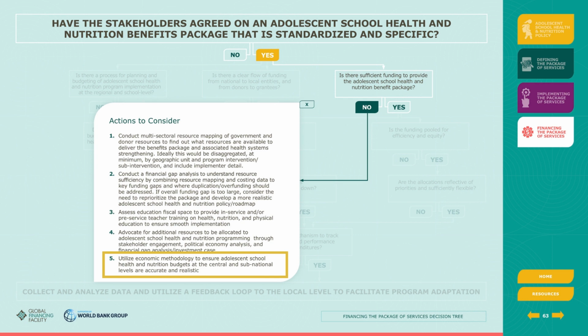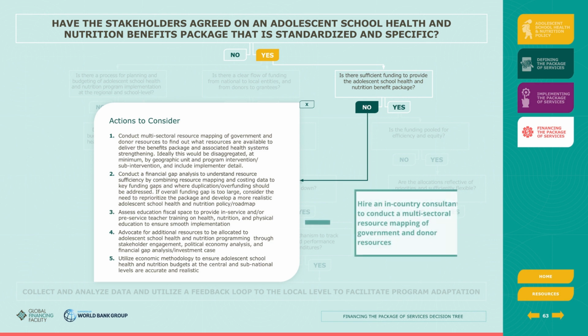5. Utilize economic methodology to ensure adolescent school health and nutrition budgets at the central and subnational levels are accurate and realistic. Based on these suggestions, you decide to start with the first suggestion of mapping government and donor resources to finance the school health and nutrition program in Caledonia, as this will clarify how a new World Bank investment could fill the gaps to finance an intermittent iron and folic acid supplementation program.